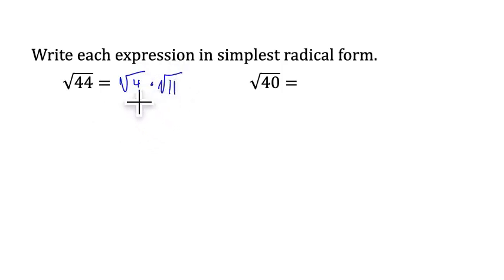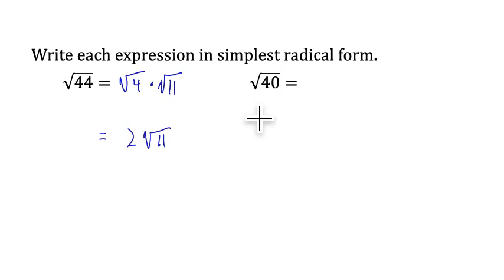Now this is going to help us put the square root into simple radical form because 4 is a perfect square root. So the square root of 44 equals 2 times the square root of 11. And that 2 is now a regular 2 because the square root of 4 equals 2. So we put the square root of 44 into simple radical form by breaking it down into two factors, one of which was a perfect square root, and then we simplified the square root into a whole number.